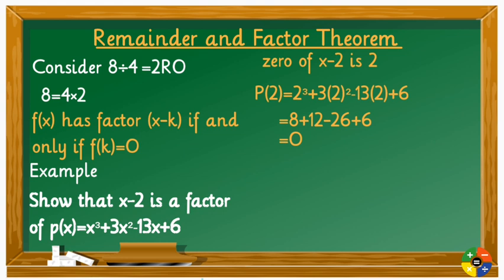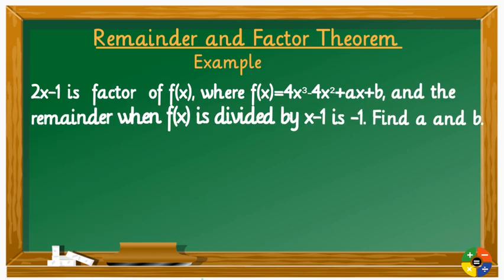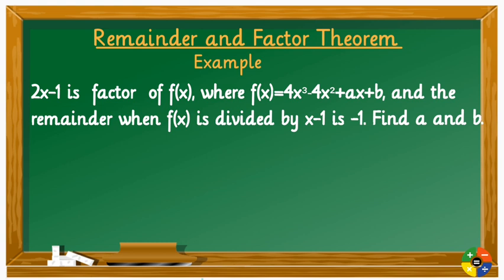We can equally use the combination of both theorems to solve problems. Example of such is: 2x minus 1 is a factor of f of x, where f of x is equal to 4x cubed minus 4x squared plus ax plus b. And the remainder when f of x is divided by x minus 1 is negative 1. Find values of a and b.